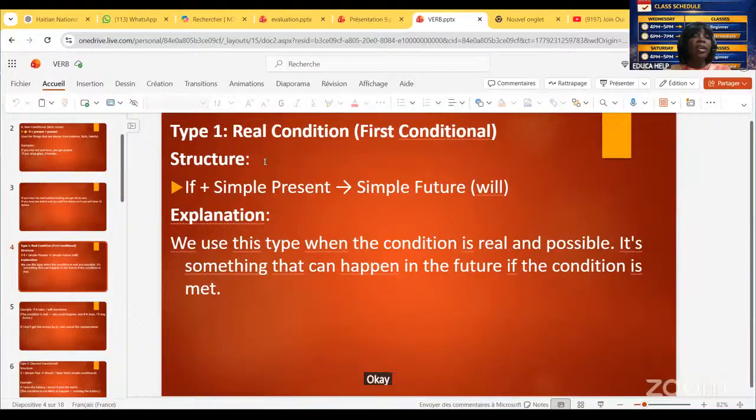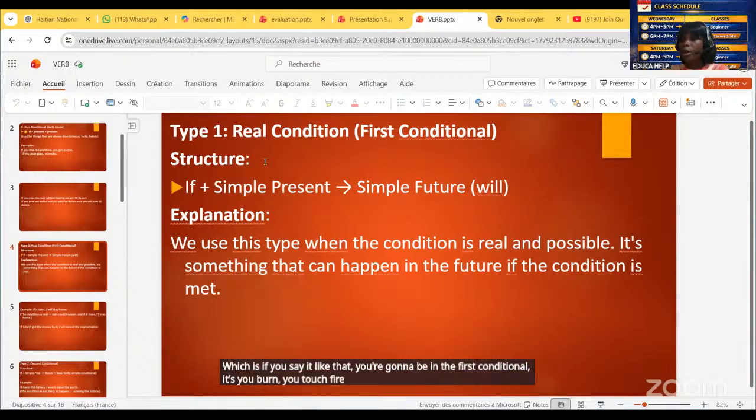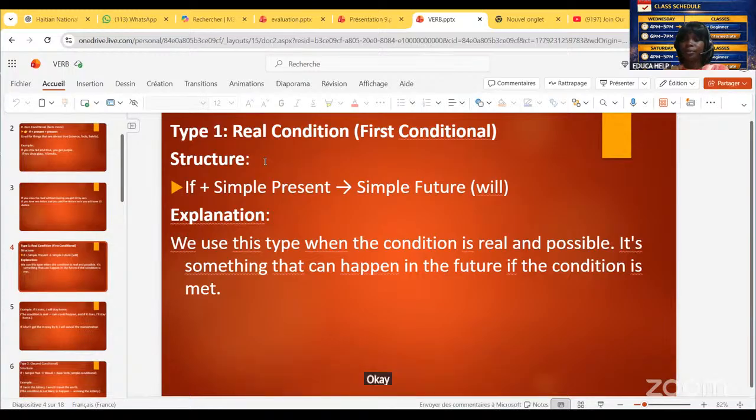Okay, Olivier, instead of "you will burn," if you say it like that, you're going to be in the first conditional. It's: if you touch fire, you burn.